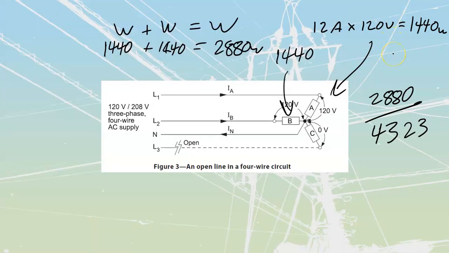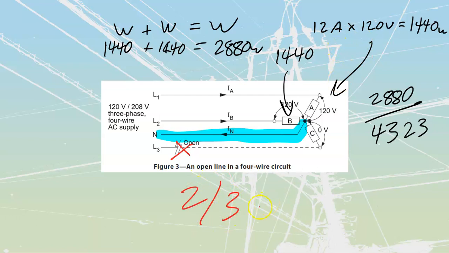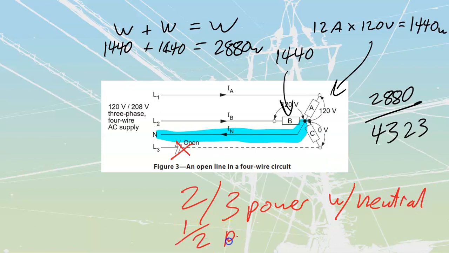In other words, what we see over here when we have the neutral, the anchor, is so critical. Once we've got that inside of the system, even if we lose a line over here, we still put out 2/3 of our power. So 2/3 power with the neutral, and half power is what I put out anytime that I have it without the neutral. So I'm always going to have a little bit more stability here.